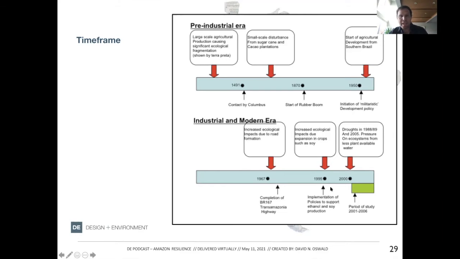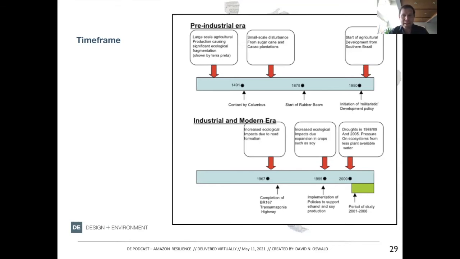So forward to 1995, we had implemented policies to support ethanol and soy production, as I mentioned before. So in the 90s, we started to see a push for ethanol, so bioethanol. And if you're in Brazil, you can see a lot of the gas stations have ethanol-based fuel, right? And I think that was driven largely for energy independence. And so we had these large-scale impacts. Soy started, as well as ethanol. This is fuel for deforestation.